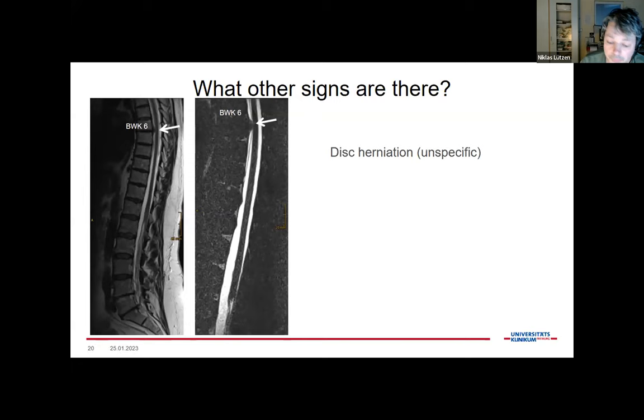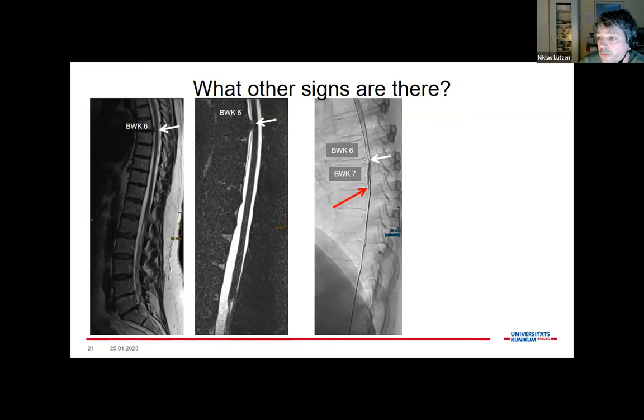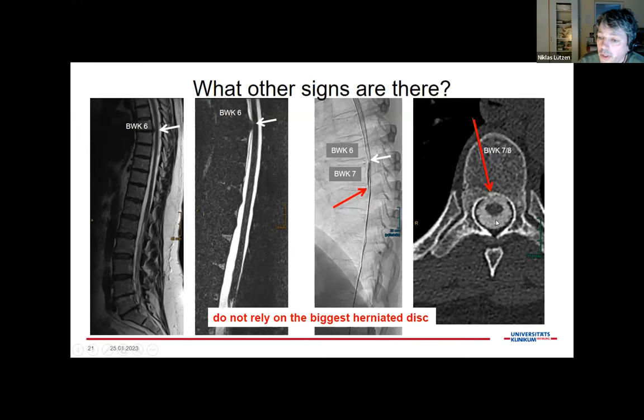We performed a myelography in prone position in this patient, and the dural tear was not at the level of the big disc herniation, but one level below. And that was only a very tiny bony spur here. So do not rely on the biggest herniated discs or bony spurs.